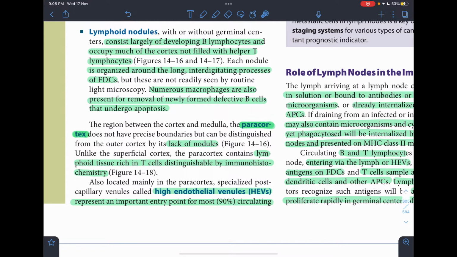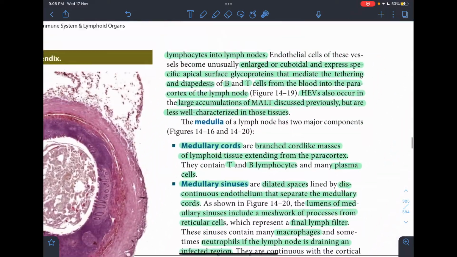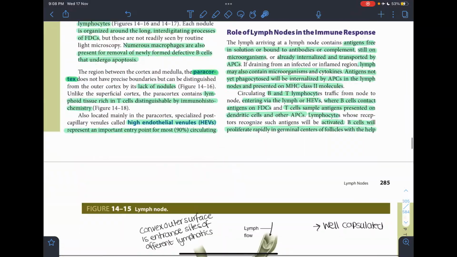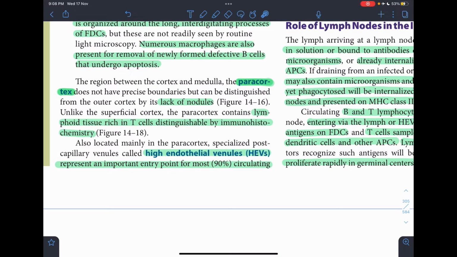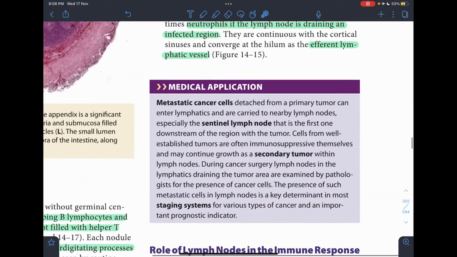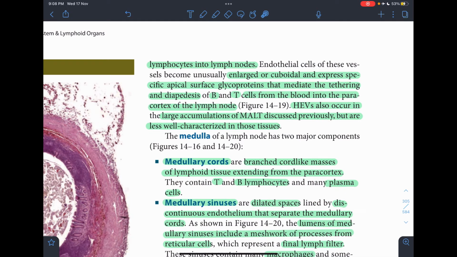Also located mainly in the pericortex are specialized post-capillary venules called the high endothelial venules, the HEVs, and these HEVs represent an important entry point for most circulating lymphocytes into lymph nodes. So the pericortex has no nodules, but it has lymphoid tissue that's rich in T cells, and also the high endothelial venules, the HEVs, which are an important entry point for most circulating lymphocytes into lymph nodes. 90% of the circulating lymphocytes in the lymph nodes enter through the HEVs located in the pericortex.